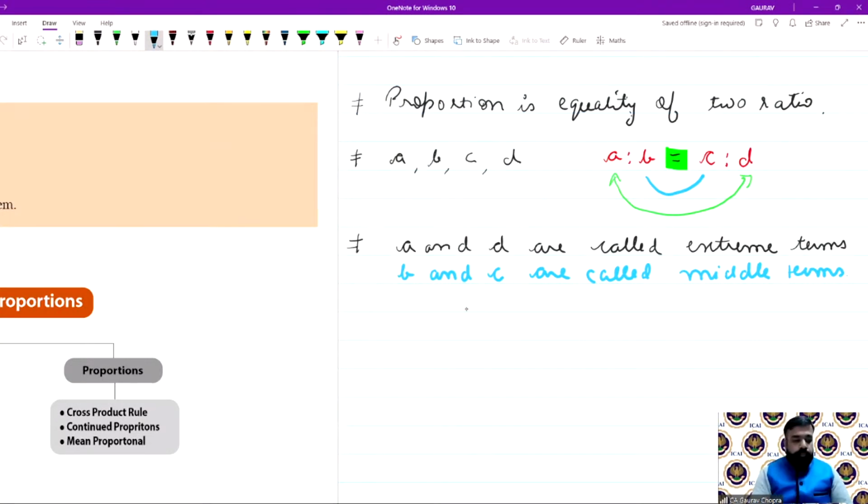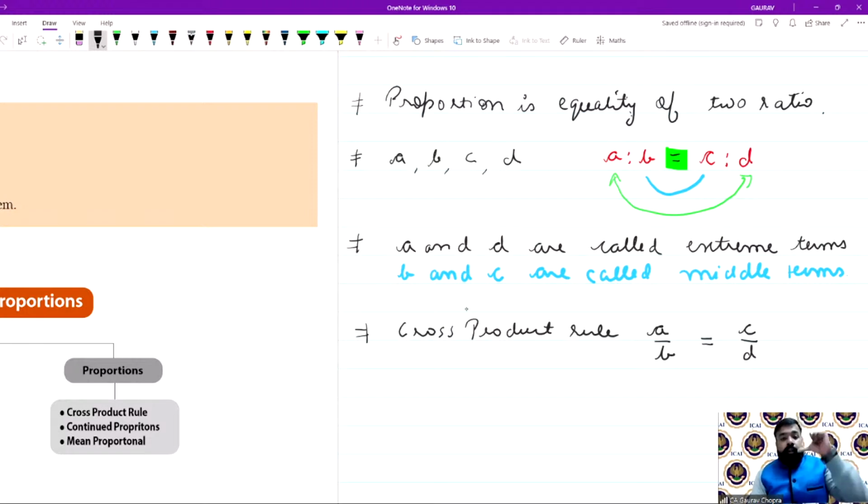Now we can do the cross product. If we apply a basic rule, that is the cross product rule, we write the ratio A is to B in the form of A by B, and C ratio D as C upon D, and since the ratios are equal, A by B becomes equal to C by D. Now there is one simple rule of cross multiplication. We simply cross multiply them, and let's see what we get. A into D becomes equal to B into C. So AD is equal to BC.